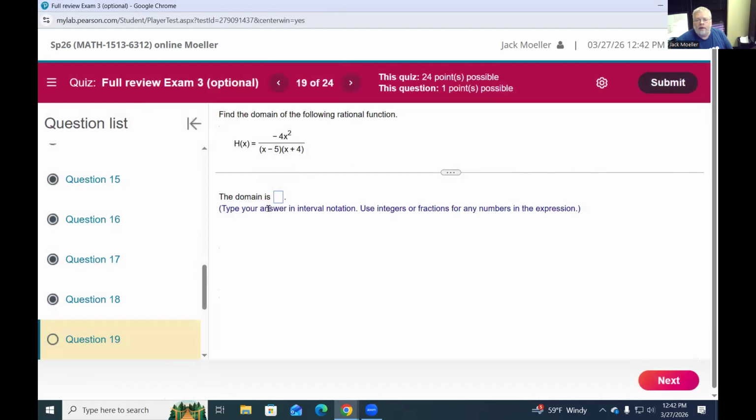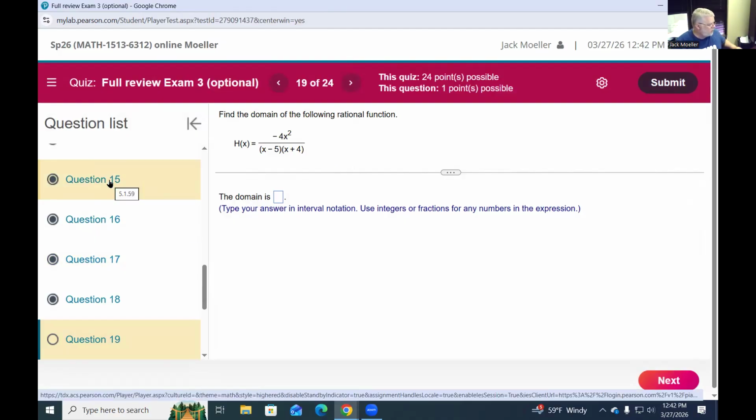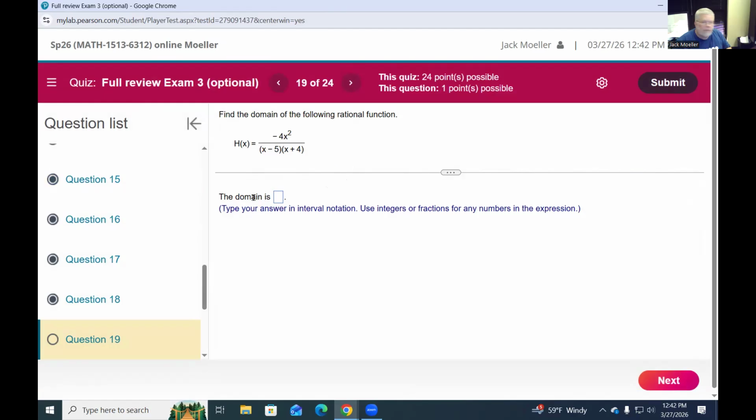All right, so that is 5.1 and 5.2. And so you're going to have some individual pieces with just what's the end behavior, where are your zeros and your intercepts, and then put it all together. And then once we start doing rational functions, we start talking about domain, vertical asymptotes, horizontal asymptotes.